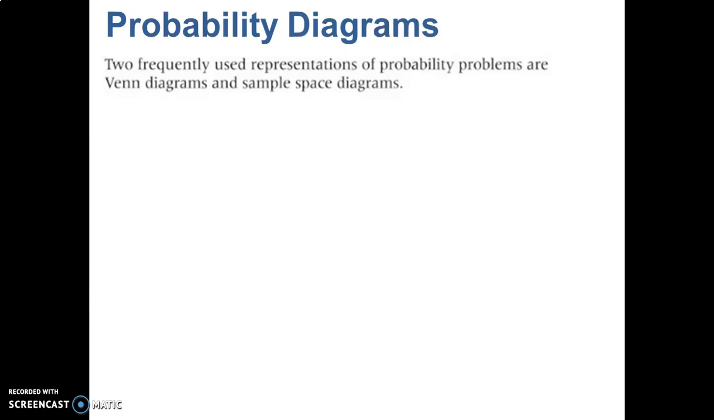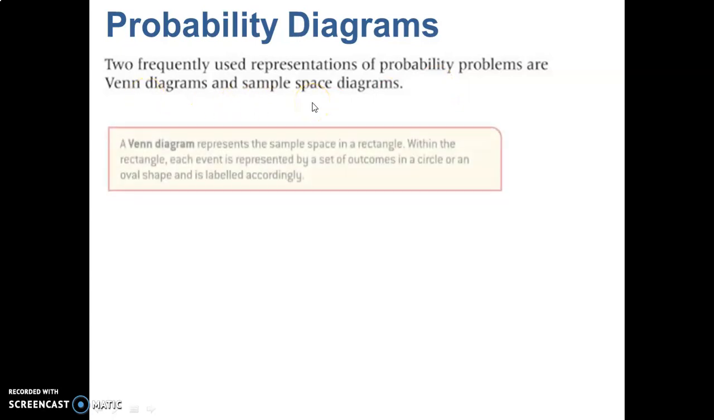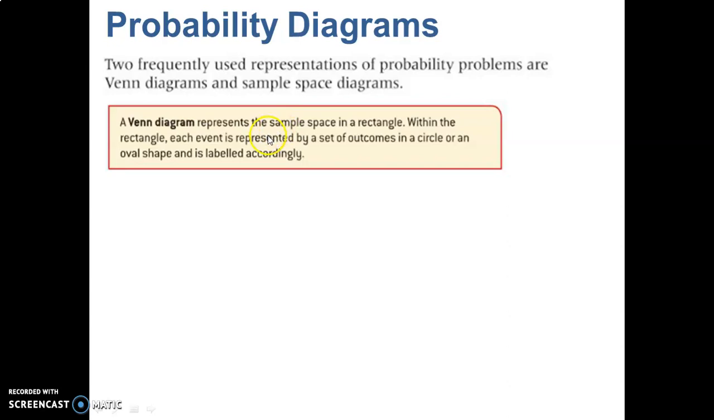There are two main types of probability diagrams that we will begin with. These two representations are known as Venn diagrams and sample space diagrams. A Venn diagram represents the sample space in a rectangle. Within the rectangle, each event is represented by a set of outcomes in a circle or an oval shape.